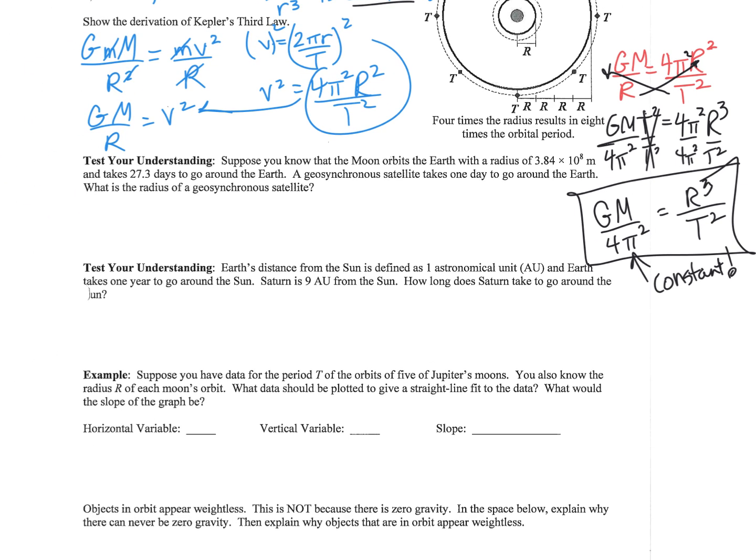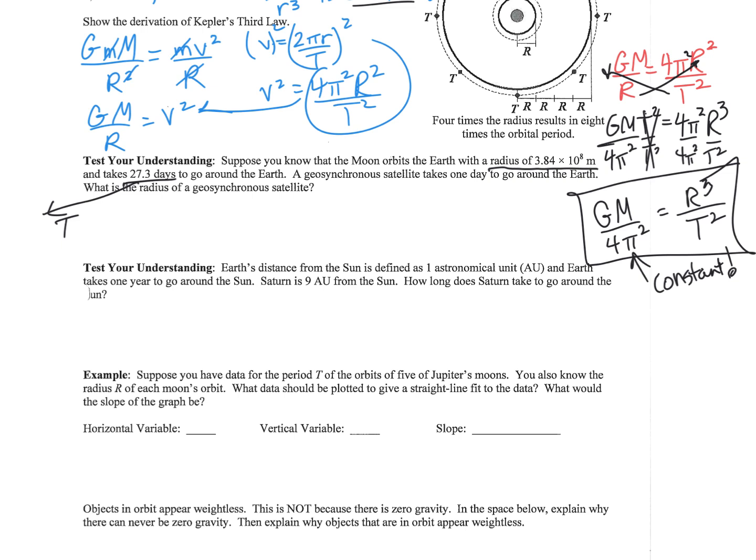So let's finish this up. It says, test your understanding. Suppose you know the moon orbits the earth with a radius, so we've got a radius right here. Takes 27.3 days to go around the earth. Okay, so there's my period, 27.3 days. Geosynchronous satellite takes 1 day to go around the earth. What is the radius of a geosynchronous satellite?